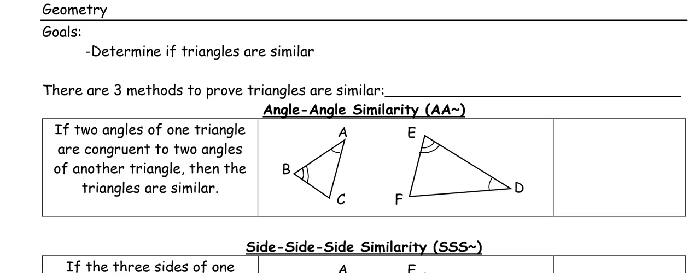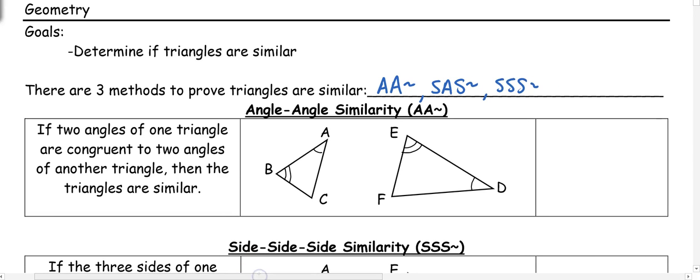This video is about determining if triangles are similar. So there are three methods to prove that triangles are similar: angle-angle similarity, side-angle similarity, and side-side-side similarity. In order for triangles to be similar using angle-angle similarity, if two angles of one triangle are congruent to two angles of another triangle, then the triangles are similar.